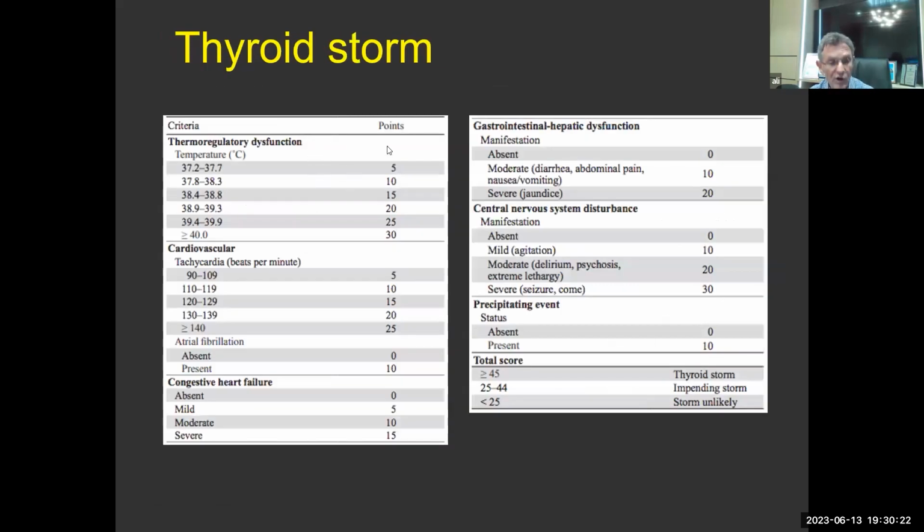So I'm going to end off on my last slide, which is the thyroid storm. And thyroid storm is a catastrophic condition where you have just excess amounts of thyroid hormone being produced.